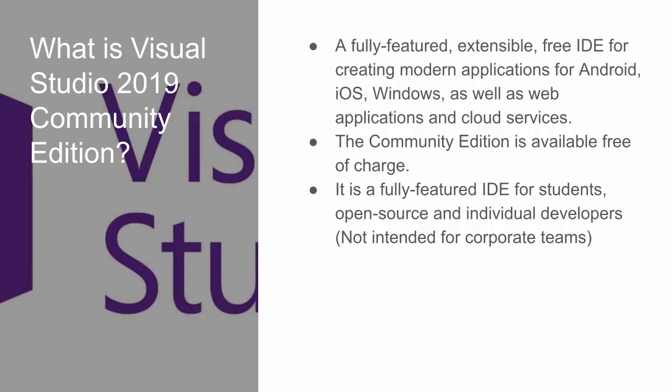So first, what is Visual Studio 2019 Community Edition? It's a full-featured, extensible, free IDE for creating modern applications for Android, iOS, Windows, as well as web applications and cloud services. The Community Edition is the free version of Visual Studio, and you can download it free of charge. It's intended for students, open source developers, and individual developers. It's not intended for corporate teams. You need a licensed edition for corporate teams to be able to do that.